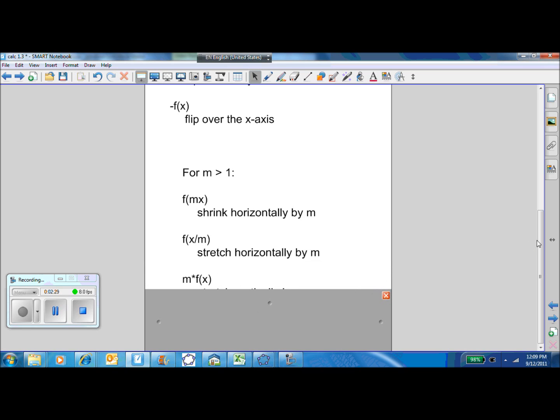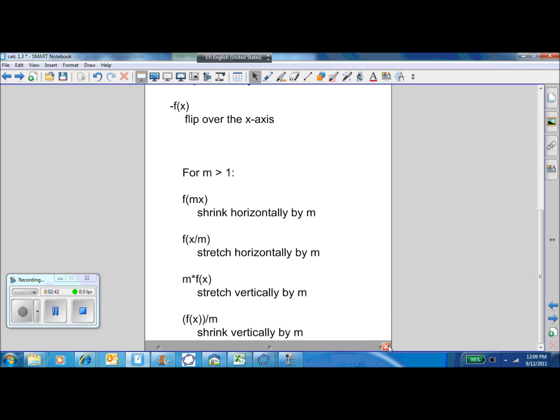m times f of x, now we're affecting the y's because we're outside the functional notation. And that ends up being a stretch vertically by a factor of m. f of x divided by m is a shrink vertically by a factor of m. Okay, that's it.